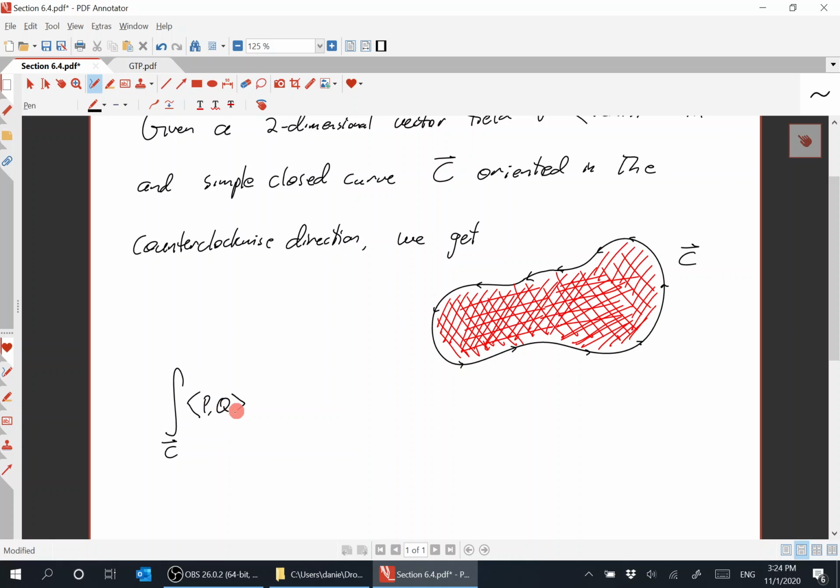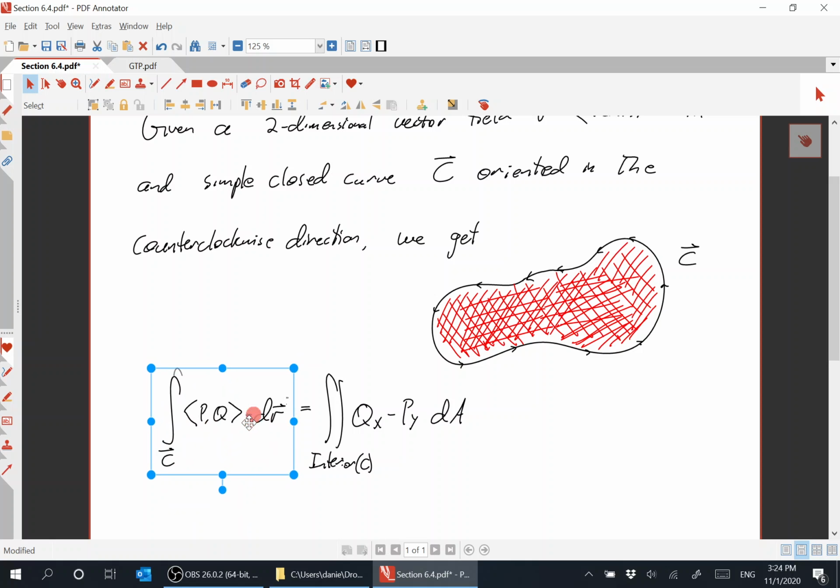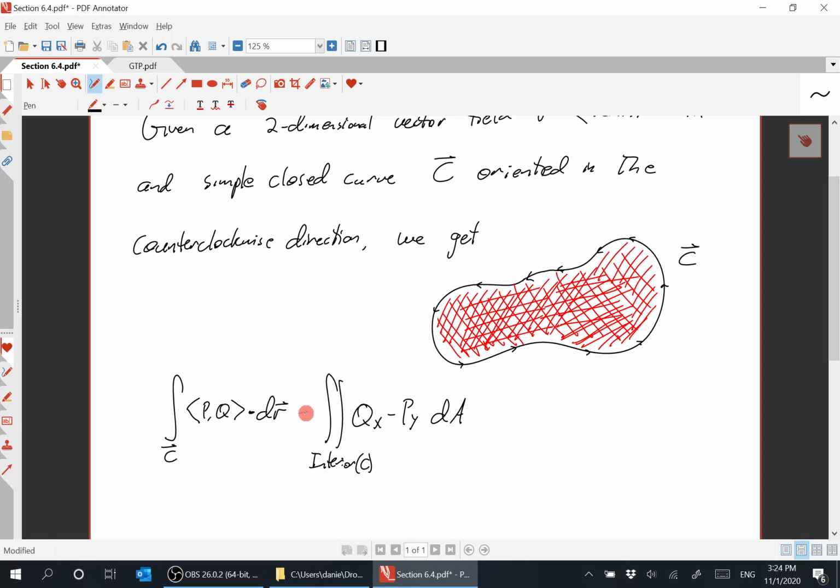So in the counterclockwise direction, Green's theorem is that the line integral over C of the vector field PQ dot dr is equal to the double integral over the interior of C of Qx minus Py dA. So you can calculate the line integral over the boundary as the double integral of this quantity over the interior of C.